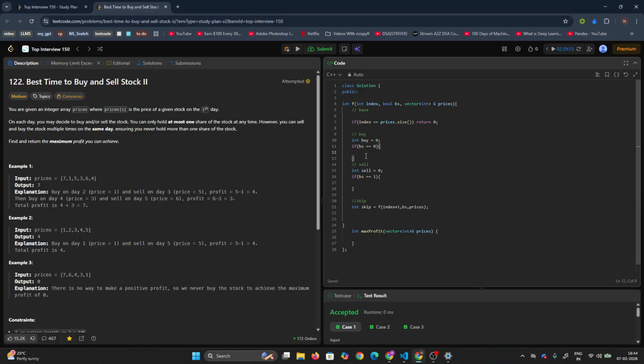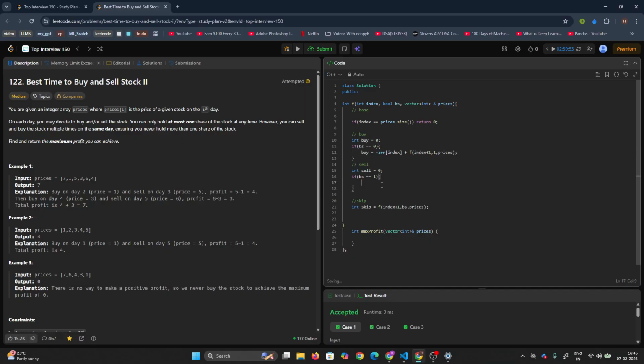And for buy case, now the main part comes. So the math I told you earlier, like if we are buying a stock, basically we are reducing that amount of money from our profit. So buy would be minus of arr index, because we are subtracting that amount of profit, plus f of index plus 1, and we would change the value of BS, because if we have bought, it would become 1, and prices.